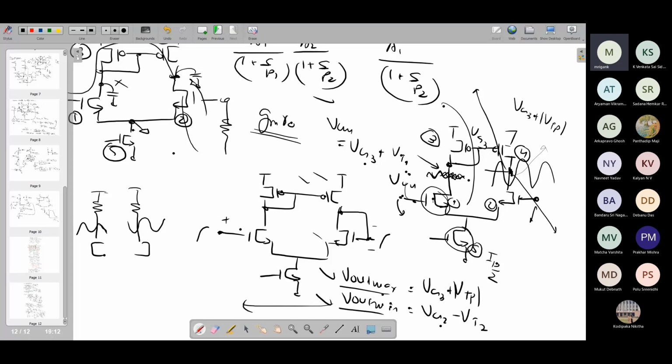Then why will I ask this question? This concept we have discussed while discussing the diode connected load. If you simply say that the maximum symmetric swing is V out max plus V out min by 2, then there is no point. It is trivial.